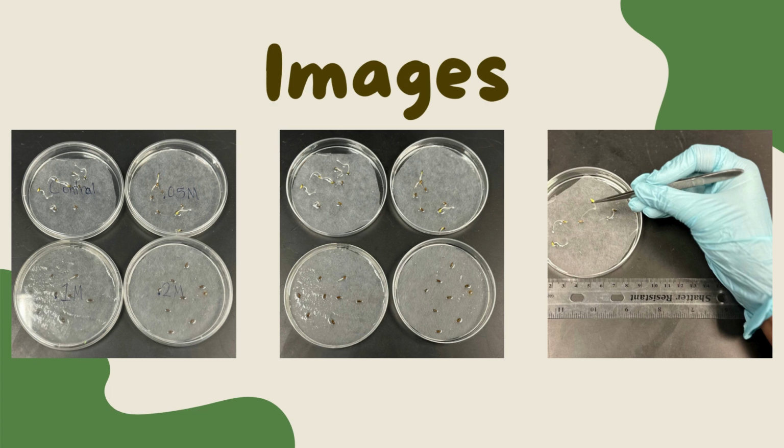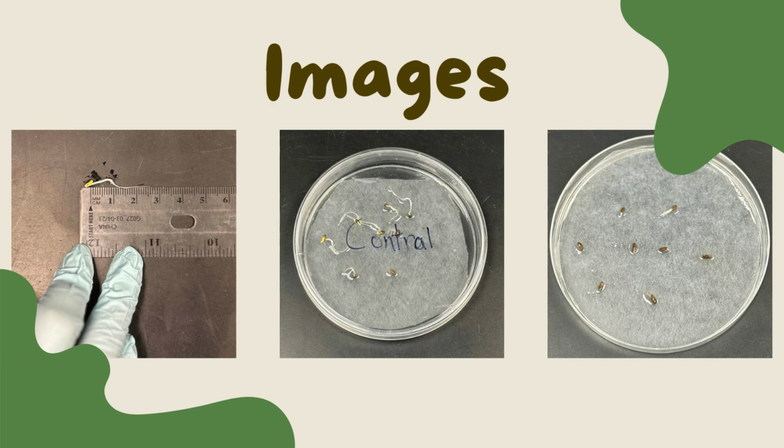These are some pictures taken during the experiment. The first and second images are of the seeds after the germination process, and the third image is the extraction of the seed from the petri dish. The first image shown is during the measurement of the embryonic root. The second image is the control petri dish, and the last image is the 0.1 concentration petri dish. As you can see by the images, the control variable had a lot more embryonic root germination compared to the other variables.